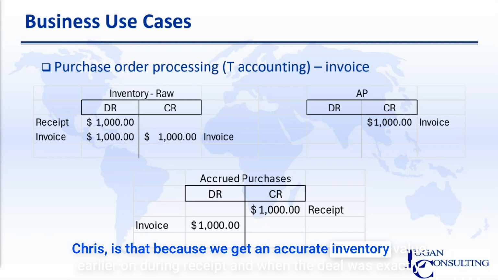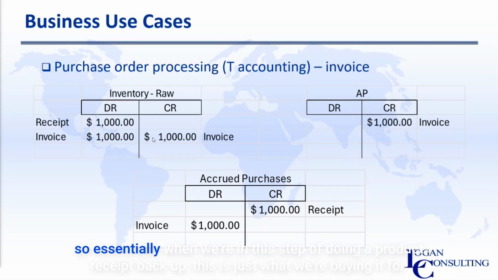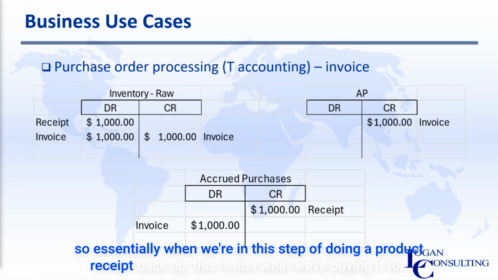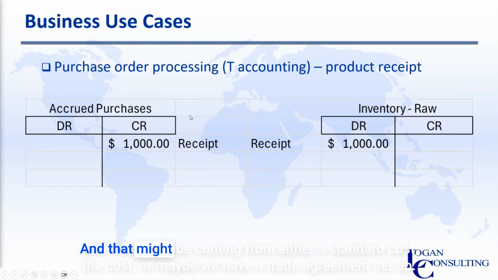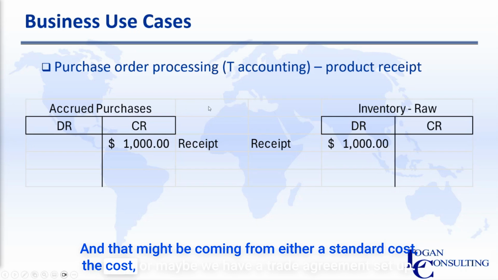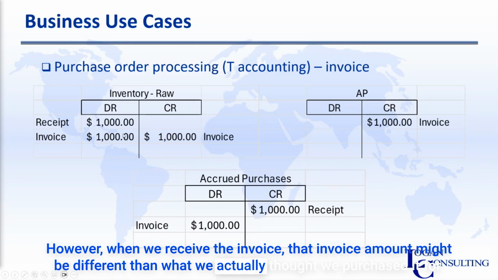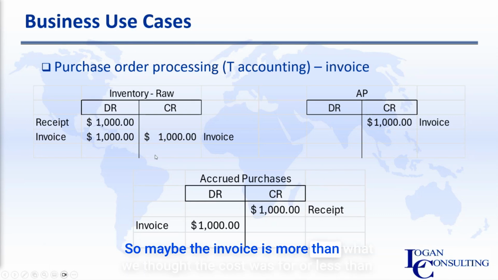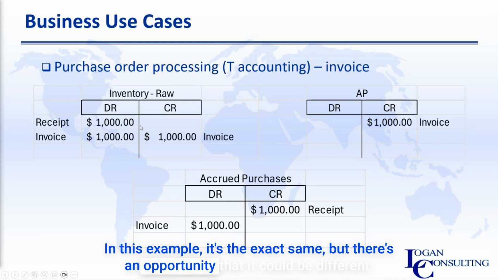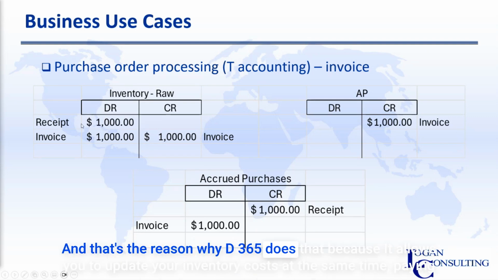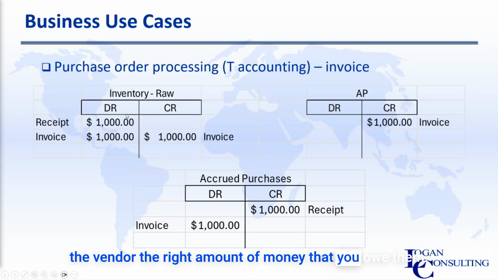Chris, is that because we get an accurate inventory value earlier on during receipt? Yep, exactly. So essentially, when we're in this step of doing a product receipt, this is just what we're buying it for. This is what we think the price is, what we're purchasing for. And that might be coming from either a standard cost, or maybe we have a trade agreement set up. However, when we receive the invoice, that invoice amount might be different than what we actually thought we purchased it for. So maybe the invoice is more than what we thought the cost was, or less than. In this example, it's the exact same, but there's an opportunity that it could be different. And that's the reason why D365 does that, because it allows you to update your inventory costs at the same time as paying the vendor the right amount of money that you owe them.